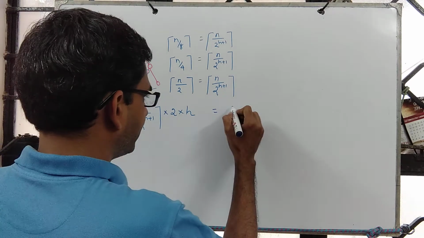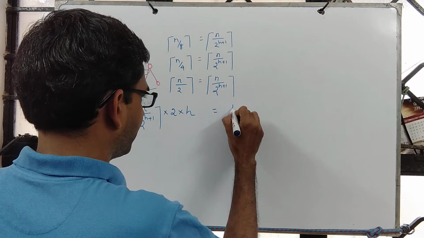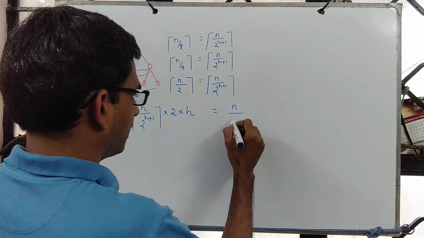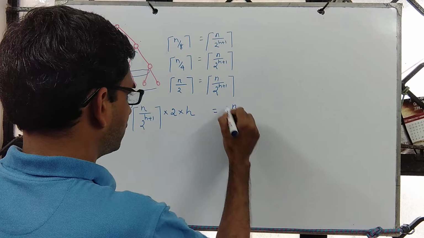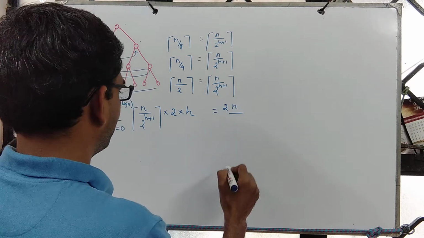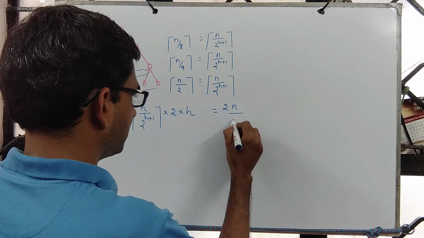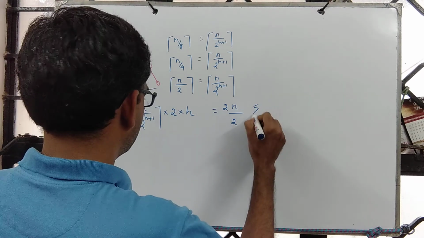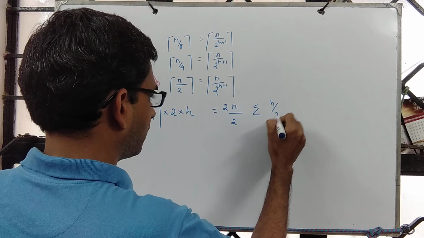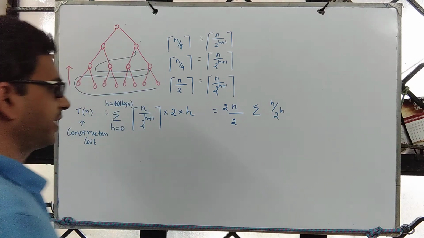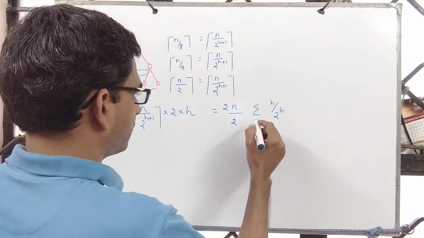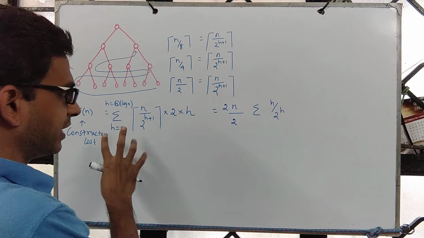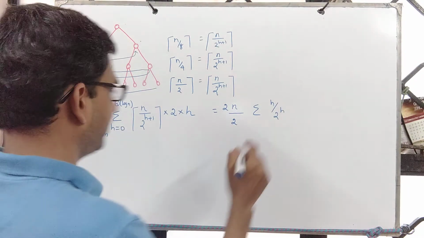So we get to see that n we can take out, and the other term is 2. 2 also you can take out. There is a 2 from this that can be taken out. Then what is left is h by 2 power h. Okay. So we can assume n is a power of 2, 2 power k, or we can lower bound and upper bound. Any analysis is fine.